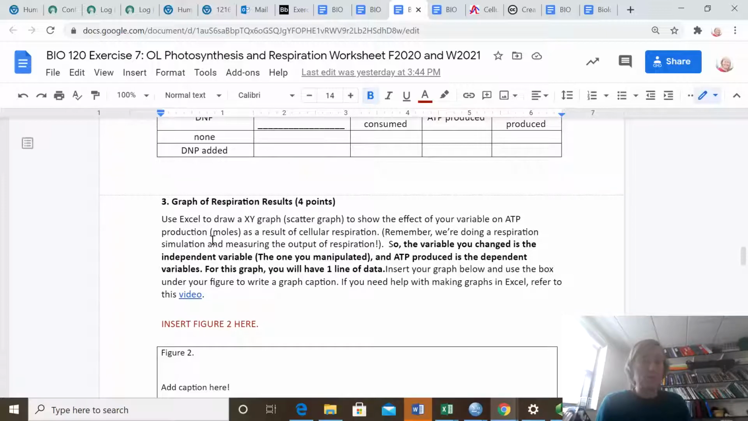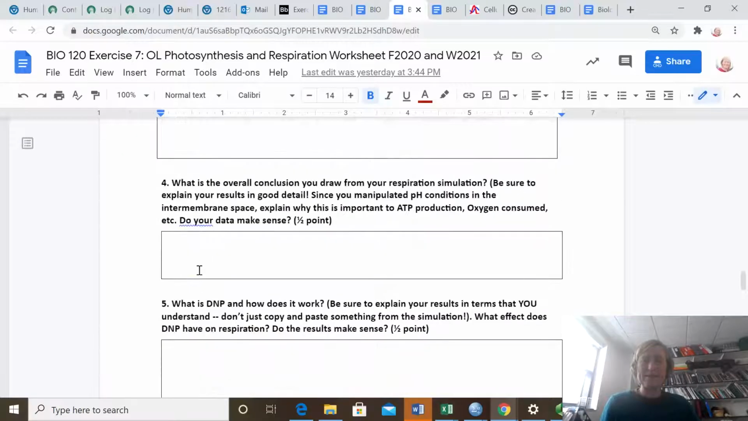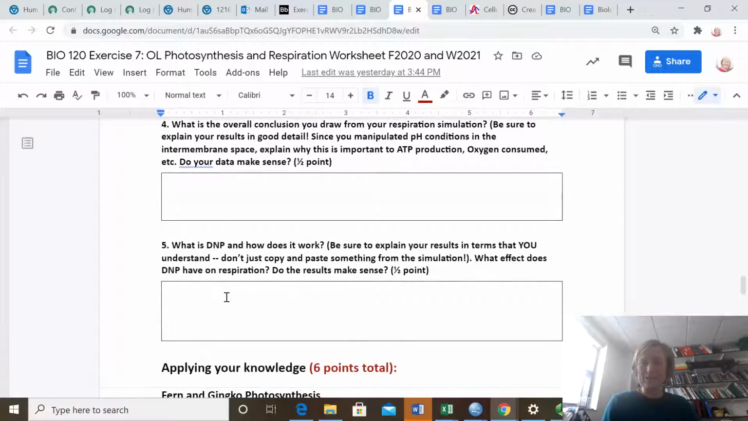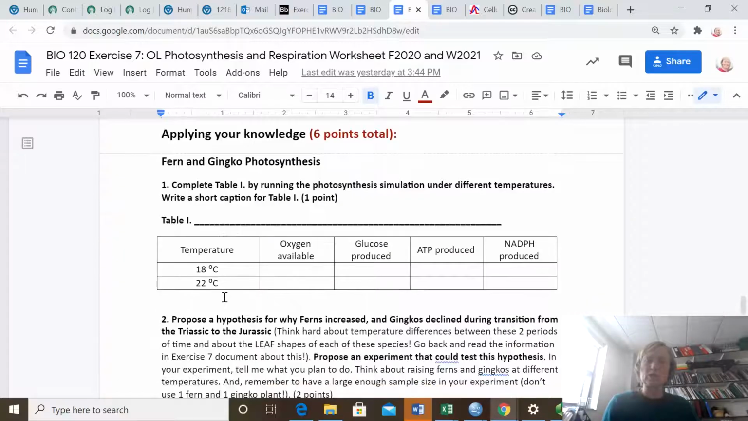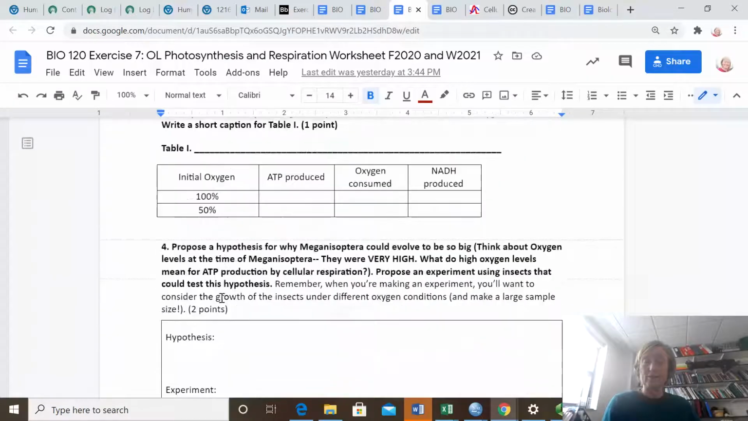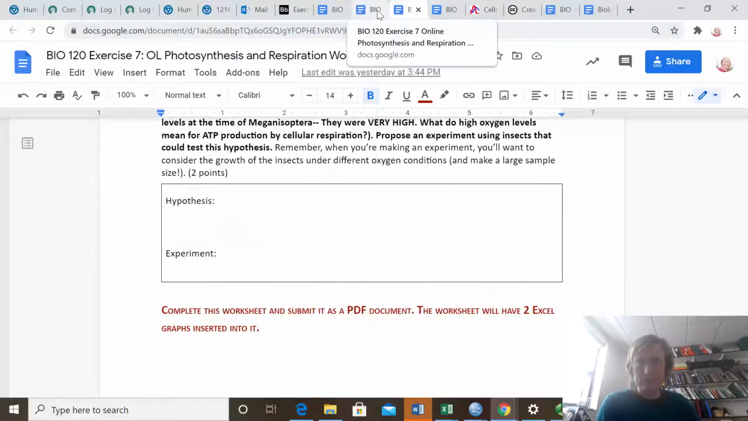That's the independent variable. The dependent variable is ATP production. How much ATP are we making in moles? Okay, you're going to make a beautiful graph using Excel, just like you did in the photosynthesis graph, and make a nice caption and answer some questions regarding the results of this cellular respiration experiment or simulation. And then there's a set of questions called applying your knowledge. Right, so we need to go back to our worksheet and check out what those are all about.